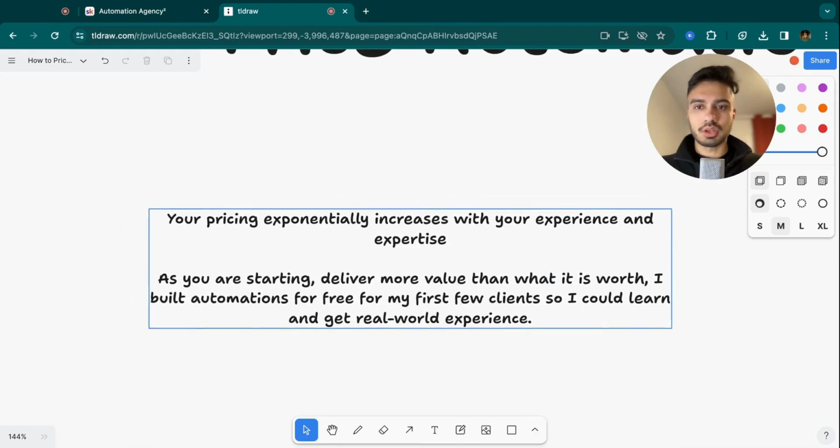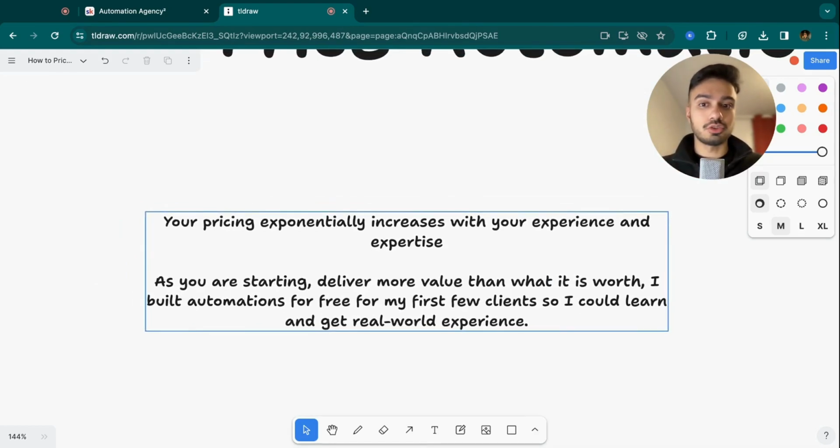So just getting into it, now one thing you need to understand is your pricing is going to exponentially increase with your experience and your expertise. So if you're just starting out, which a lot of you are inside the community that we have, then you should be trying to deliver more value than what it's worth at this current time. When I was starting out, I was building automations and just trying things out for free for my first few clients, just because I wanted to see what works, what doesn't.